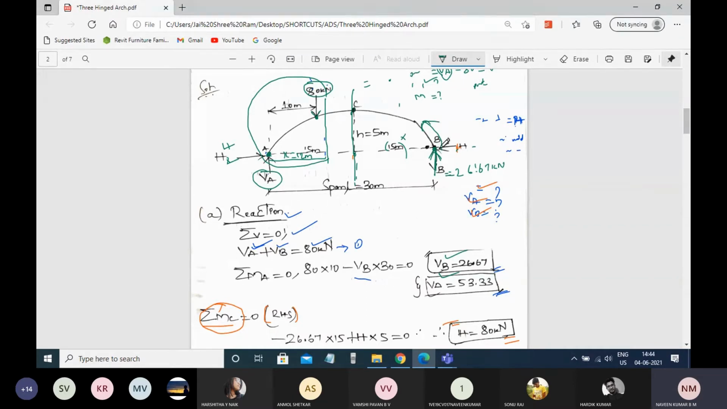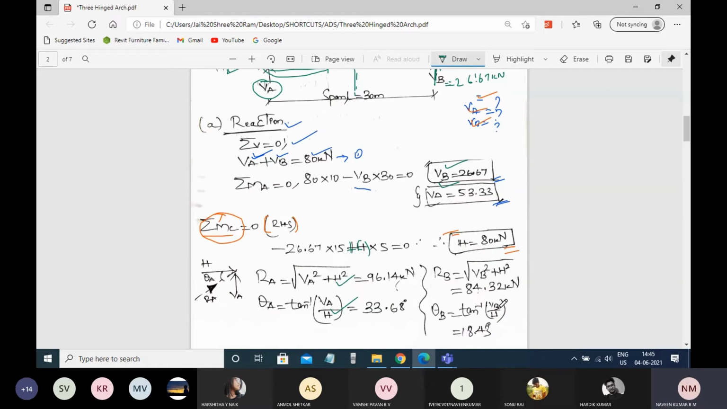Next, coming to H, the horizontal force. To reach C, the perpendicular distance required is 5 meter, and you see the rotation towards C is clockwise. So clockwise is positive, right? So you can easily find H equals 80 kilonewton. Very simple.